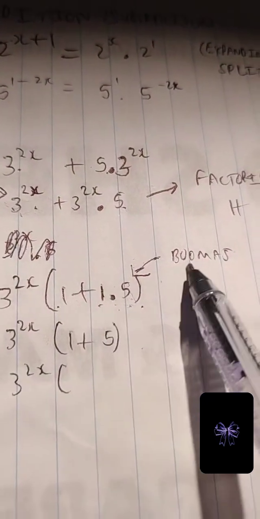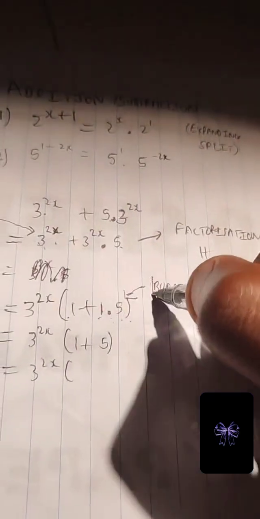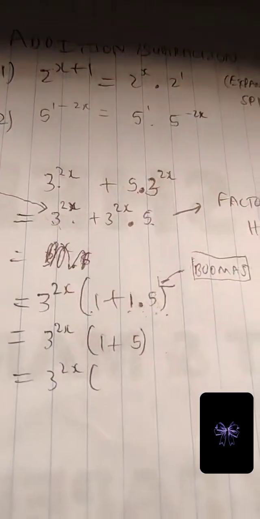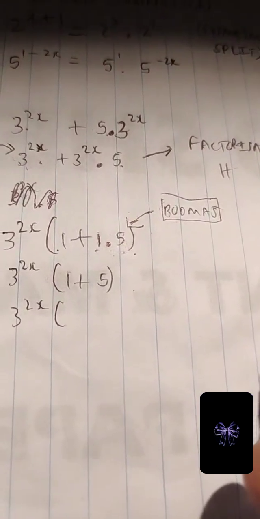So you have how many terms inside the bracket? You have 2. The plus sign separates them. Then, when you simplify what's inside the bracket, don't forget to apply BODMAS, because the rules of BODMAS still apply in mathematics all the time. So now it's going to be 3 to the power of 2x, open bracket, 6.